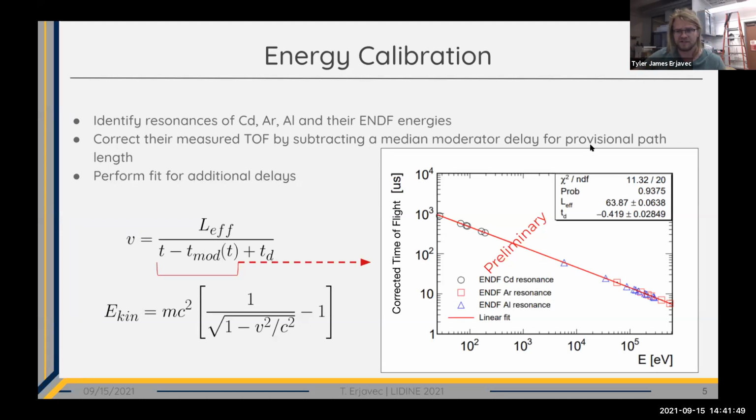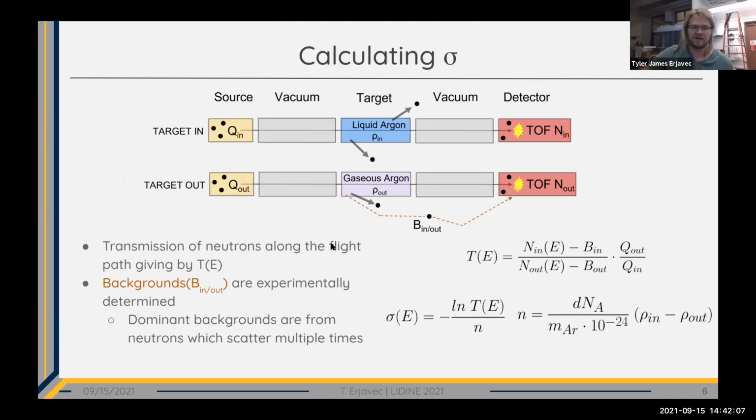So we're able to get a nice fit with a flight path that agrees, and also a delay of around 420 microseconds. So now that we're all energy calibrated, we can go on and attempt to calculate our total cross section.